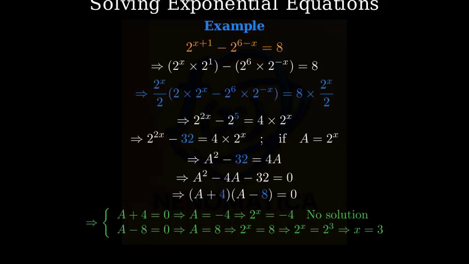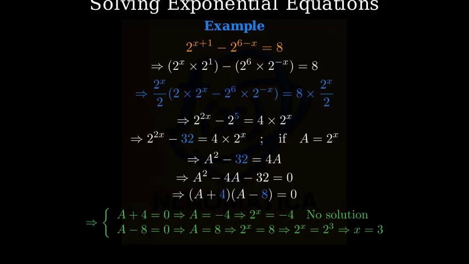Since a equals 2 to the power of x, we have 2 to the power of x equals negative 4 from the first case. But this is impossible since powers of 2 are always positive. So this case gives us no solution. From the second case, we have 2 to the power of x equals 8. We can rewrite 8 as 2 to the power of 3. So we have 2 to the power of x equals 2 to the power of 3, which means x equals 3. Therefore, the solution to our original equation is x equals 3.